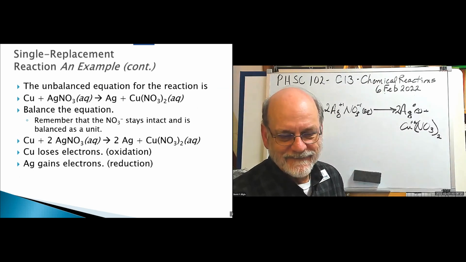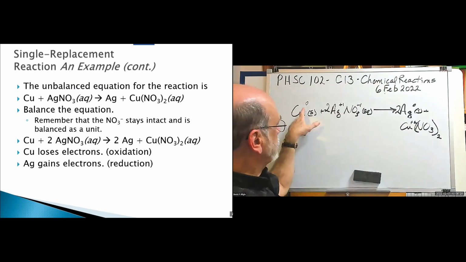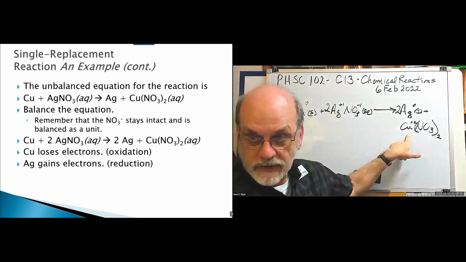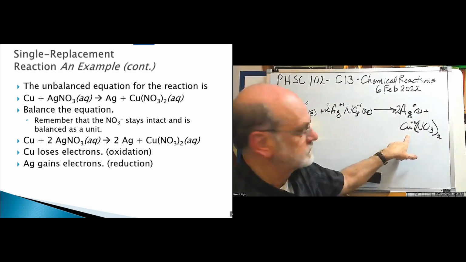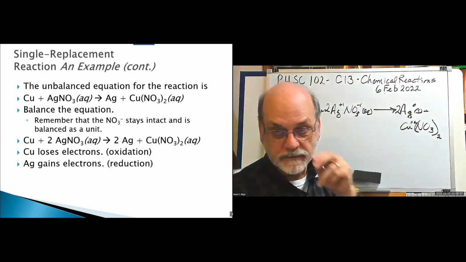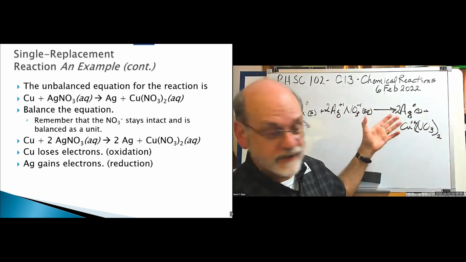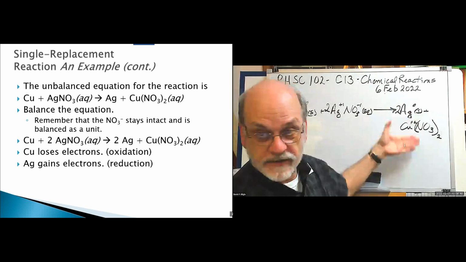Okay. So we can tell which one lost electrons. Copper went from 0 to 2+, lost 2 electrons per copper. And then silver gained an electron for each silver. But there are 2 of them. So there are 2 electrons transferred actually, which balances the 2 electrons for the other.